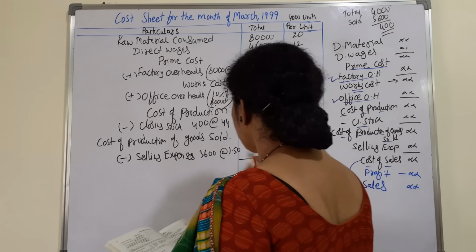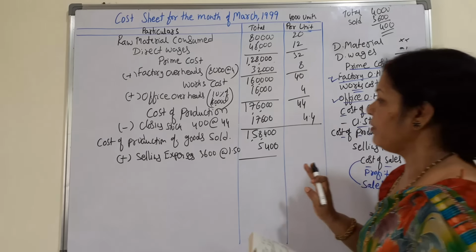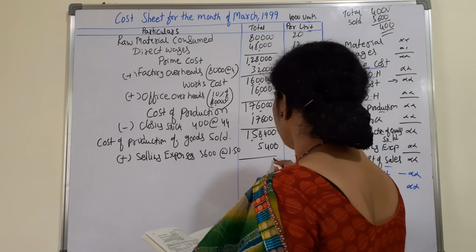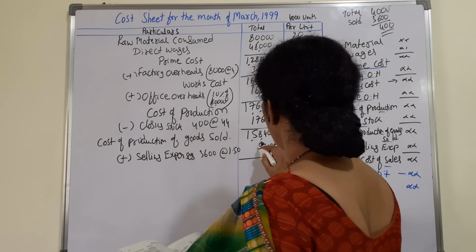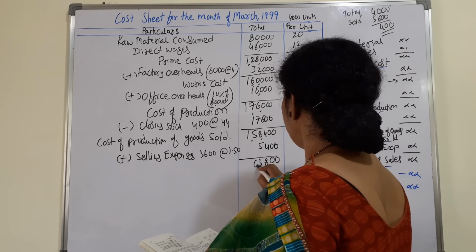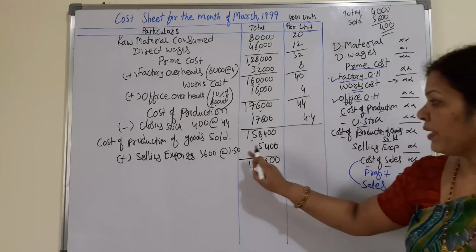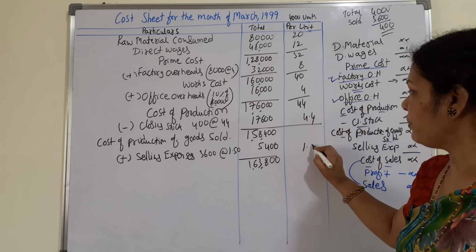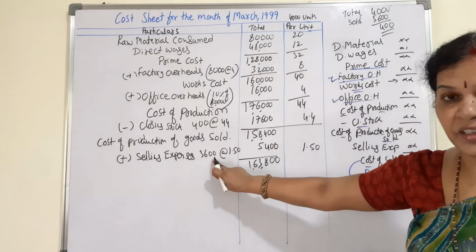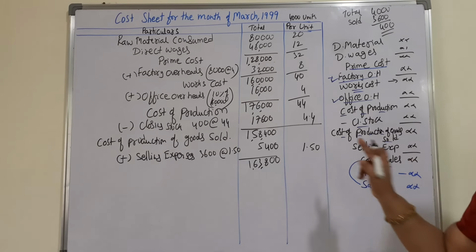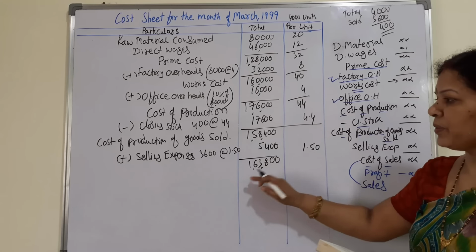So selling expenses you always add; only the closing stock you deduct. If we add, you will get 1,63,800. Okay. The selling expenses are for 3,600 units at the rate of 1 rupee 50 paisa, it's already given. So 1 rupee 50 paisa we have written. Now next what? Selling expenses are over.